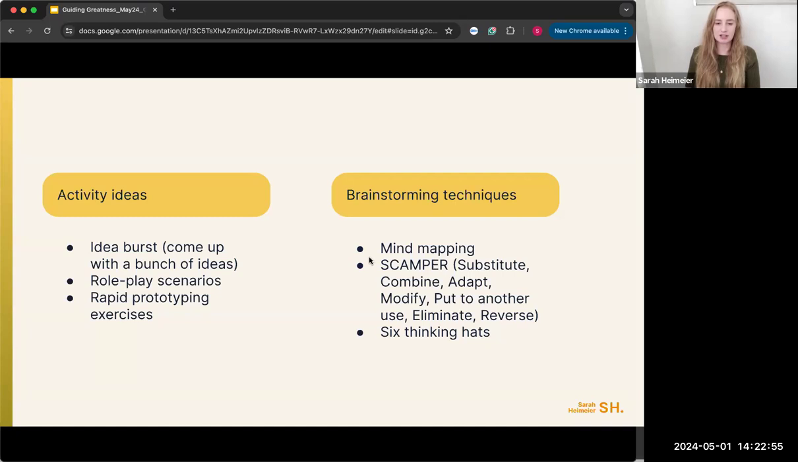Or the other one is going through and asking, as part of an experience, what would we substitute, what could we combine, what could we adapt, modify, put to another use, eliminate, or reverse. So thinking about different components of an area and going, what if we substituted this? What if we did this differently? What if we adapted or modified this part of the moment in time?